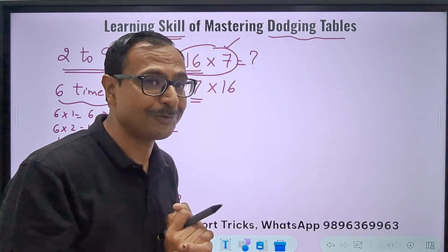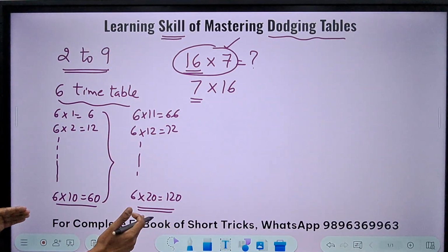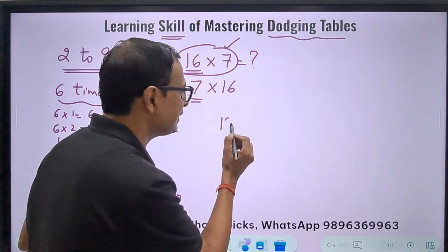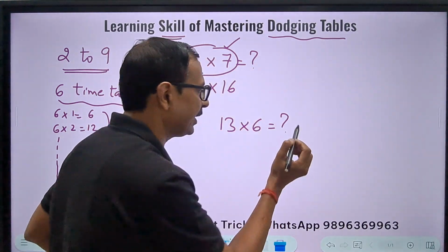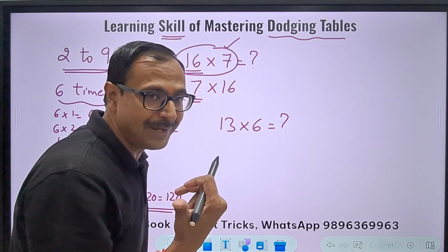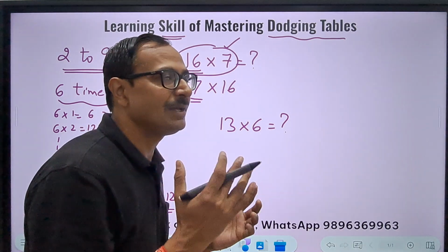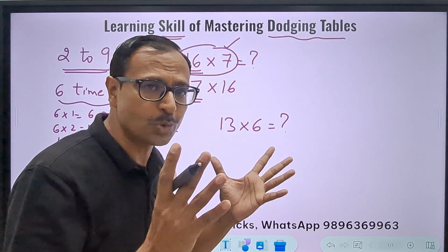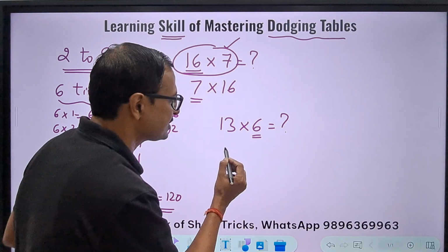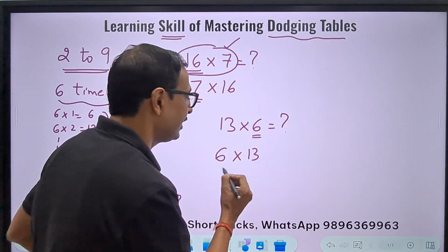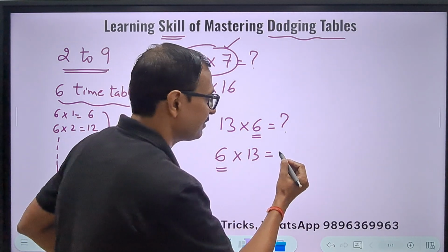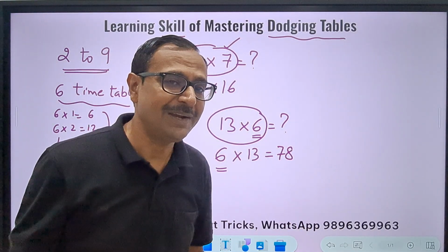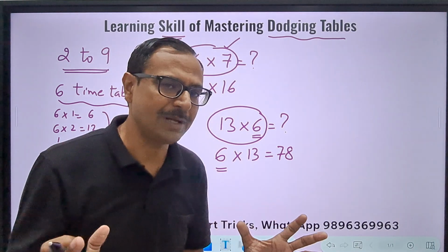Now this is one way of thinking, right? So he knows the 6 times table, but he doesn't know the 13 times table. If you ask him 13 times 6, now the child is thinking, oh my god, 13 times table I don't know, right? Or if they recite from 13 ones are 13, 13 twos are 26 and so on, they might make mistakes and it's natural. But if we know the 6 times table, then 6 times 13, if we know 6 times 13 is 78, he will immediately tell you that 13 times 6 is also going to be 78. Now this is one way of dealing with dodging tables, okay?